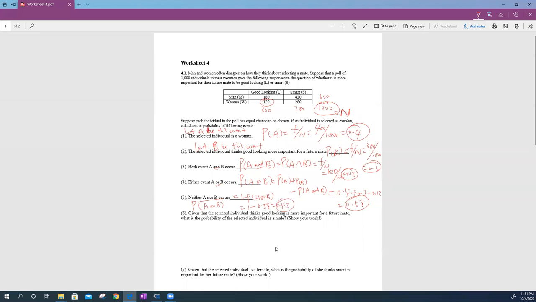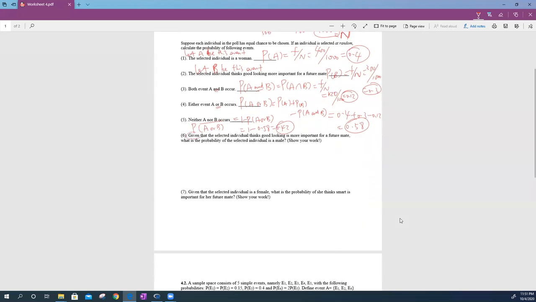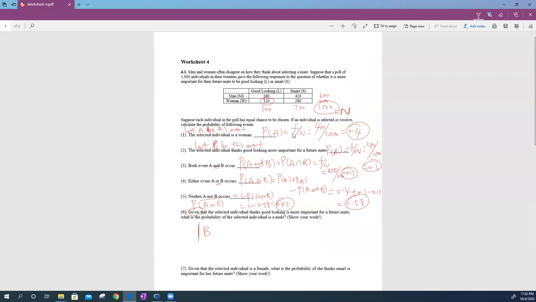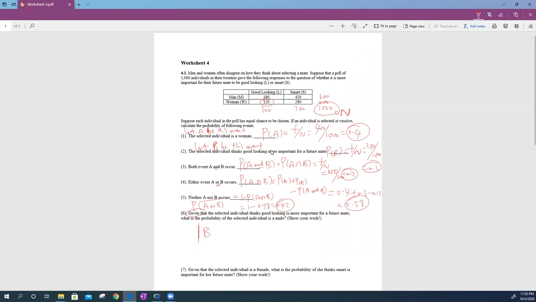That's number five. And six, given. So when we see the term given, we already know it's a conditional probability. So we're just going to express this question using the stats notation. So given, we write this given line here. And then the selected individual thinks good looking is more important. Good looking, that is event B, right? Given B. And what is the probability that the selected individual is a male? Then we use A representing female, right? Then the complement of A is just male. So we say A bar. So probability of A bar given B.